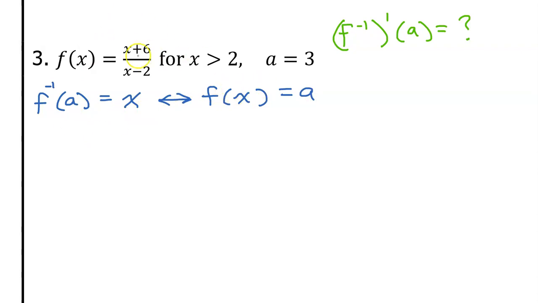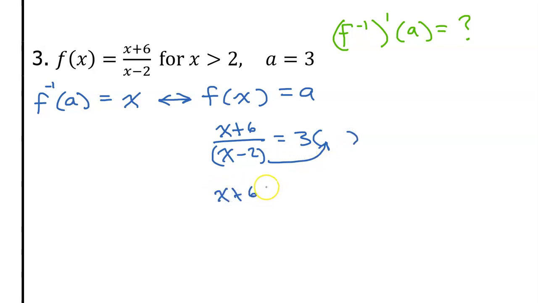F of x is x plus 6 over x minus 2. So that means that x plus 6 over x minus 2 should equal 3. Now it's a matter of solving this. So I'm going to multiply both sides by x minus 2. So this x minus 2 is going to end up right there. So we will have x plus 6 is equal to 3 times x minus 2. So now I have x plus 6 is equal to 3x minus 6.